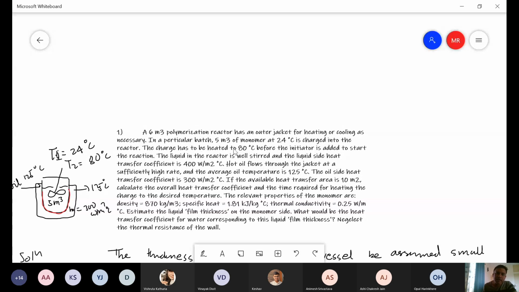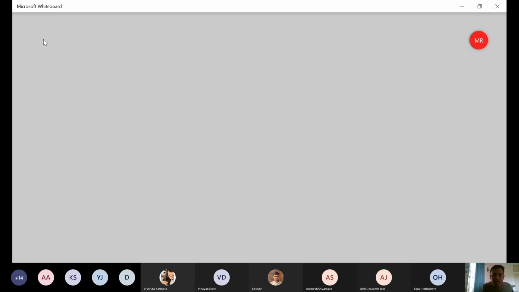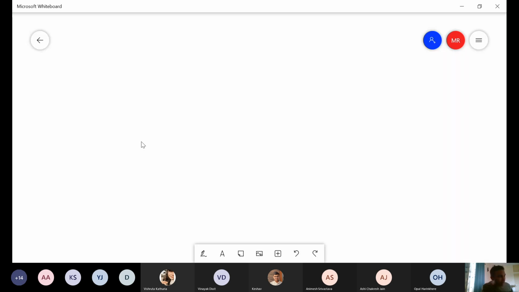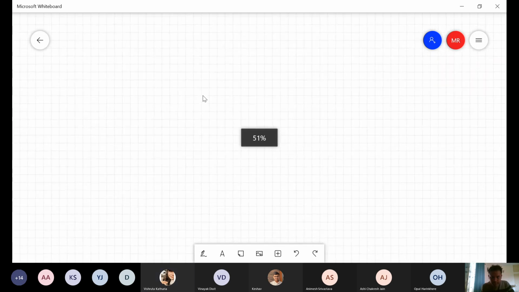The charge has to be heated to, maybe I will do it on the next one, then probably you will appreciate it more. Okay, just wait. Let me do it on another whiteboard. Anyway, I have done it in the last tutorial, but when we write it, the understanding is more, isn't it? So probably I'll do it again. Just wait.